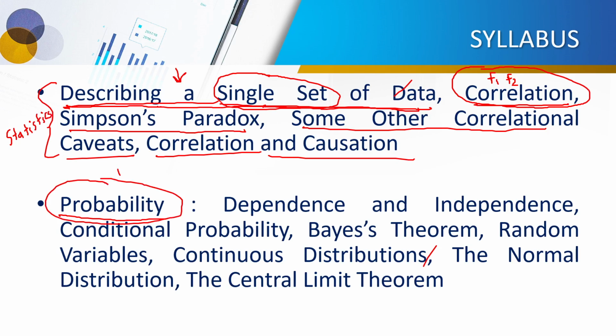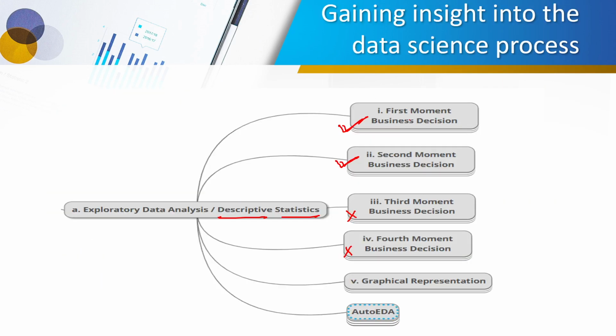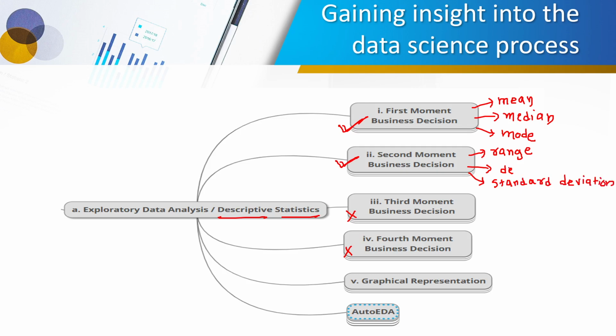In describing a single set of data, again I will repeat that part. We have first moment business decision, second moment business decision. What do we have here? We have mean, median, and mode. That is the first business decision. Second business decision we have range, next standard deviation, and variance. So it is expected to have problems on all these 6 steps.